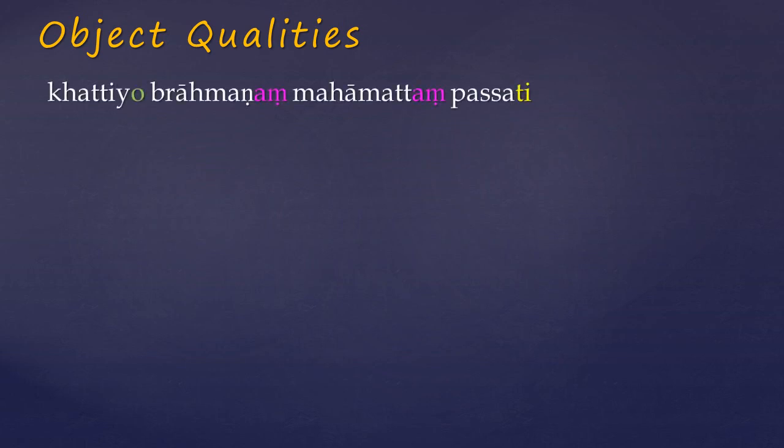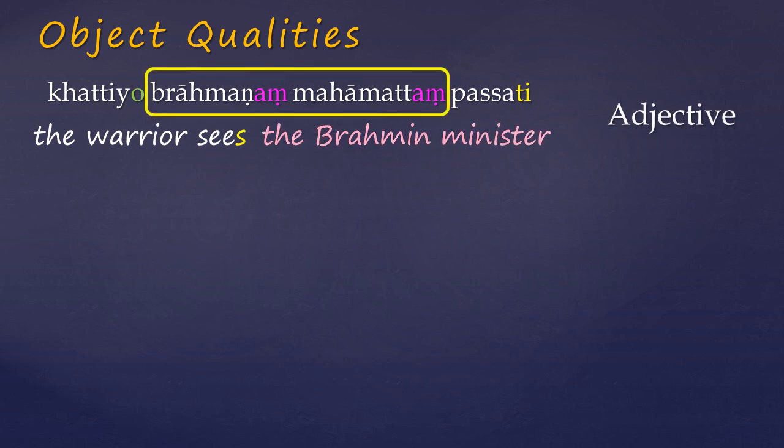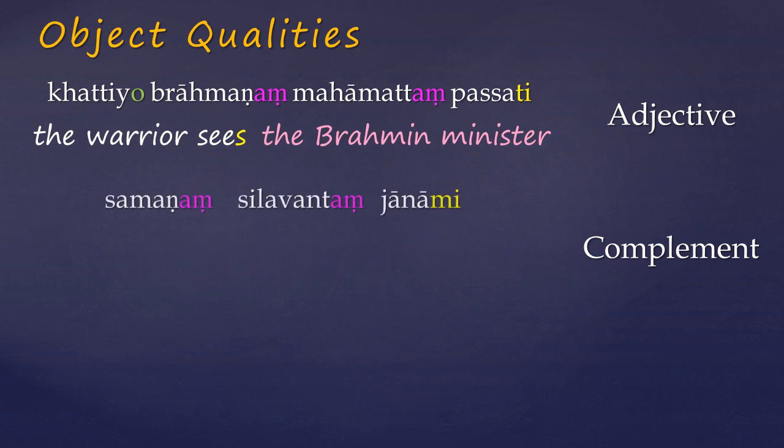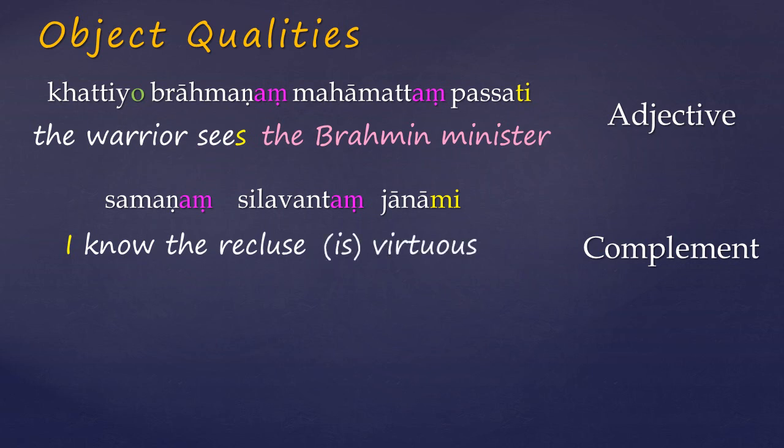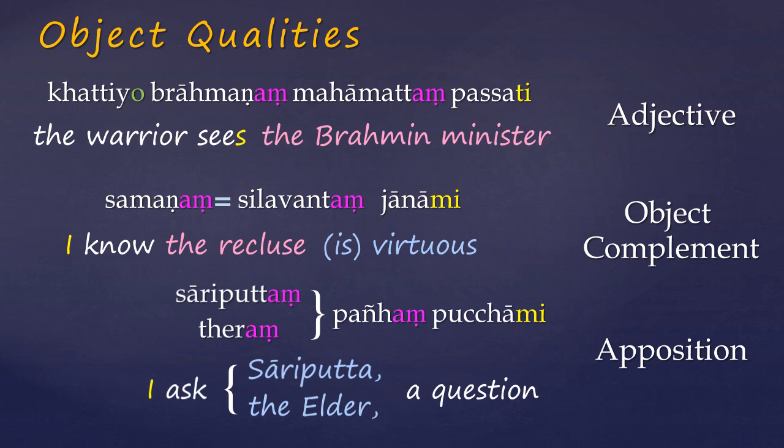Any attribute of the object will also be placed in the accusative case, such as with an adjective, or with a complement where there's an implied linking verb. For instance, I know the recluse to be virtuous. The linking verb is left implied. And here the complement technically is called the object complement because it qualifies the object. And finally, the quality can also be in apposition, where either of two nouns in the accusative could be the object whilst both referring to the same thing. Okay, so far so good.